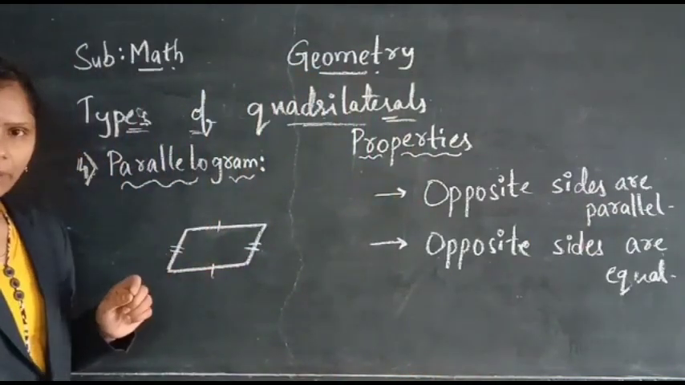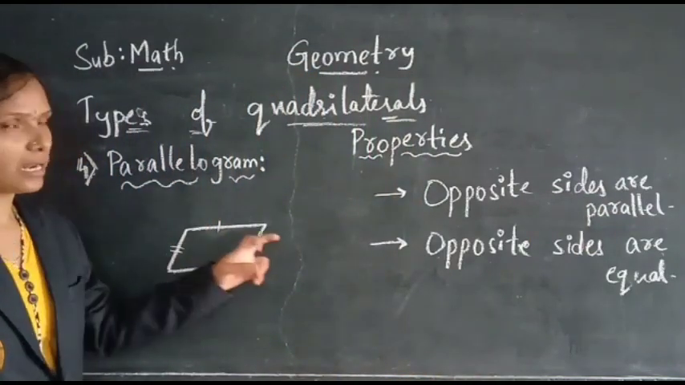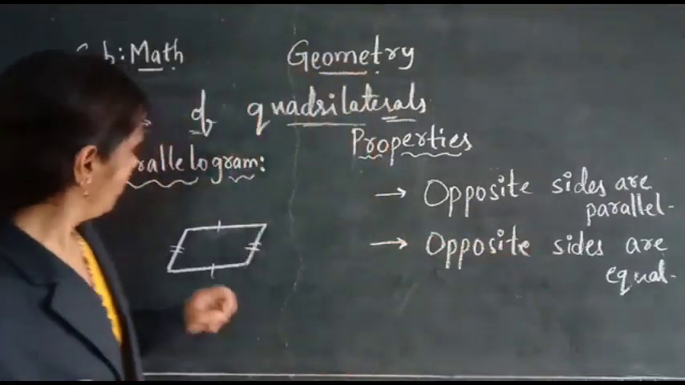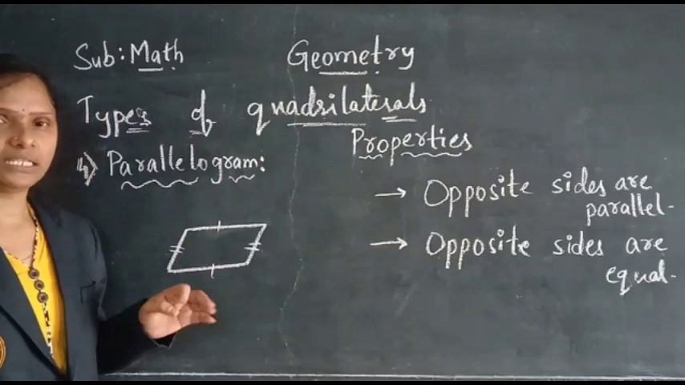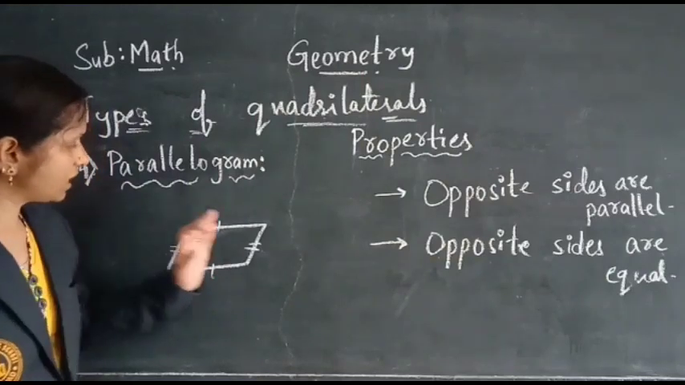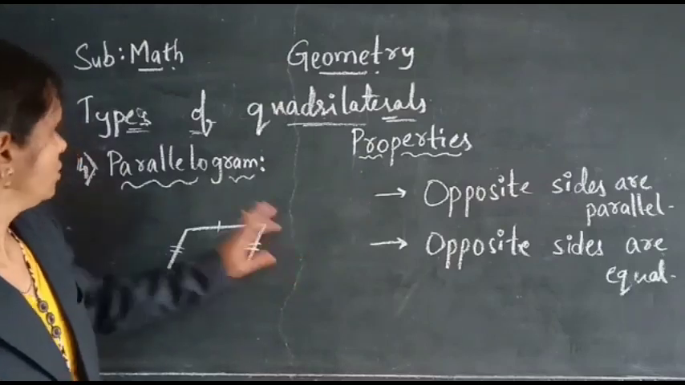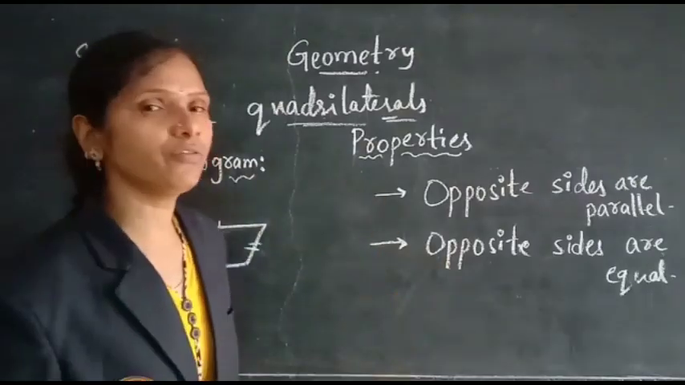Again I am repeating, opposite sides are parallel. Top and bottom should be parallel. The left line segment and right line segment should be parallel, and opposite sides are equal. The top and bottom line segment lengths are equal, and the left side and right side line segment lengths should be equal. So these are the properties of a parallelogram.